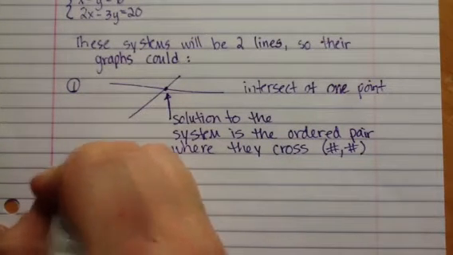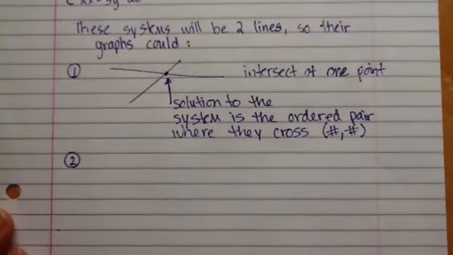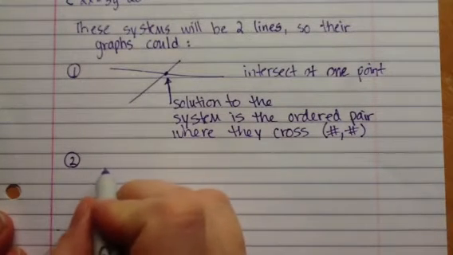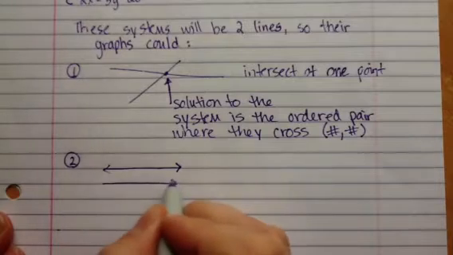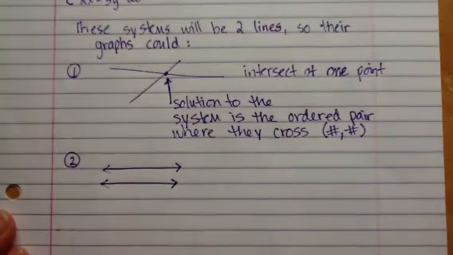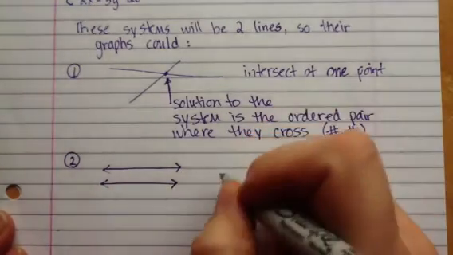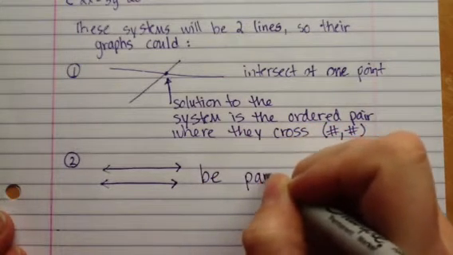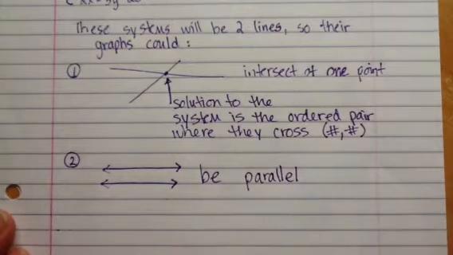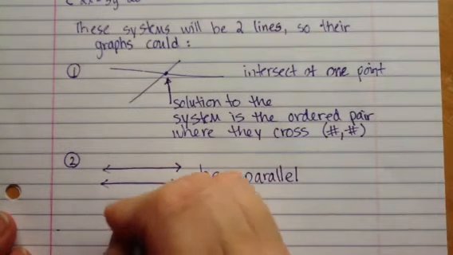There's another possibility for my two lines. The two lines could be parallel, like the lines on my notebook paper. So they could be parallel. And since the solution to the system is where those two lines cross, this type of system has no solution.